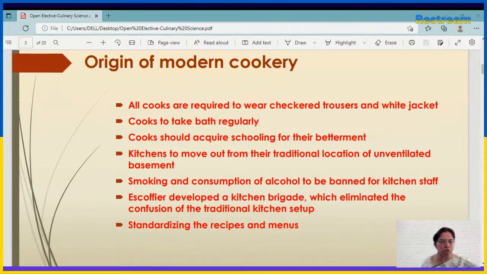Smoking and consumption of alcohol to be banned for kitchen staff. So when they are in the kitchen and in the cookery department, they should never smoke or consume alcohol.